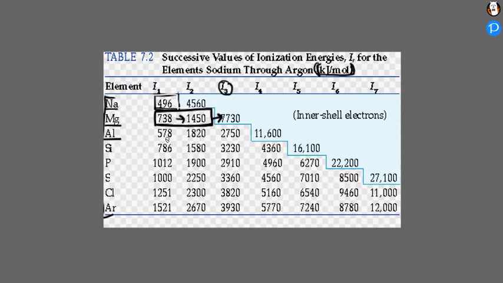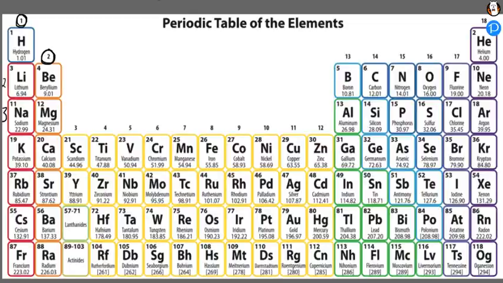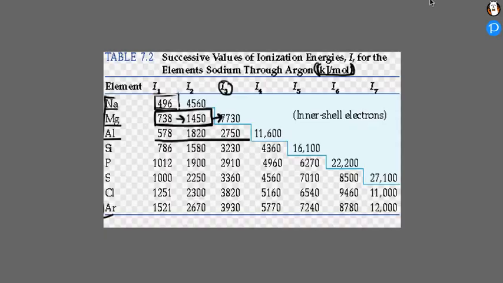If I look at aluminum, it's easy to remove those first 3, because aluminum is right here on the periodic table. It is in group 13, which means it's got 3 valence electrons, right? So group 3A, 3 valence electrons. It's easy to remove those 3 valence ones, but as soon as I remove those 3 valence electrons and I drop down to the next level with those inner core electrons, then it jumps up to a huge, I need a lot of energy to remove those. And that's the pattern we see.